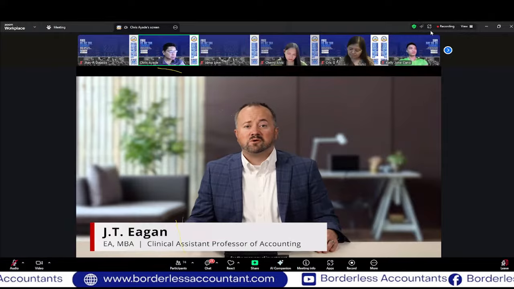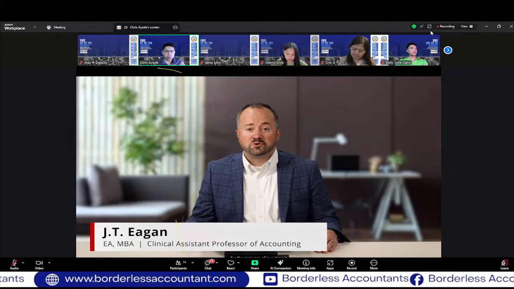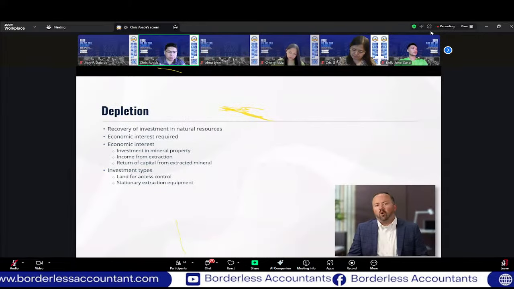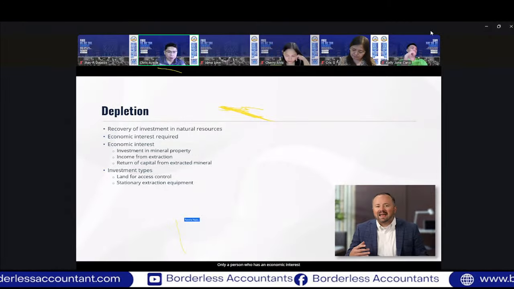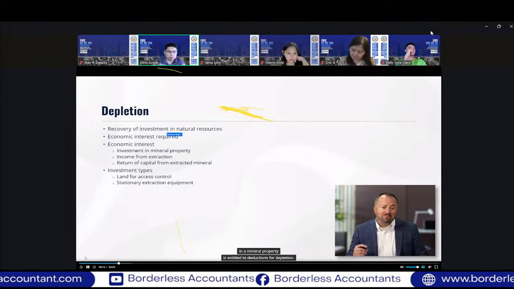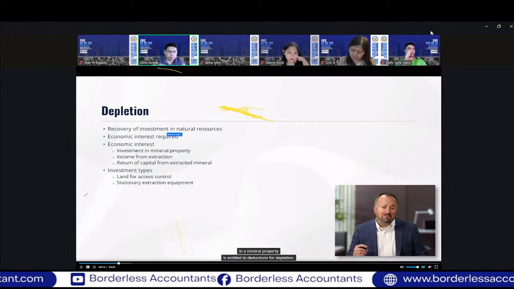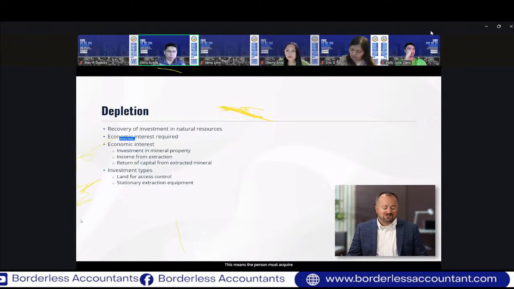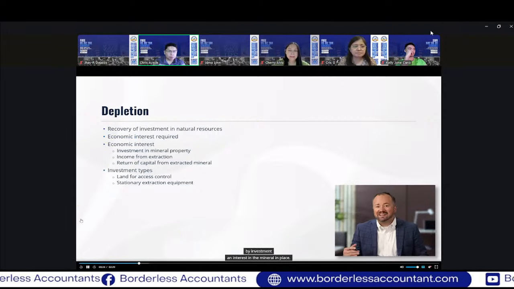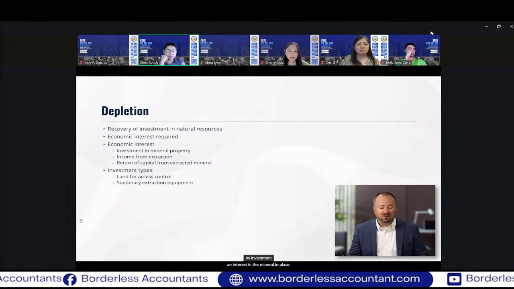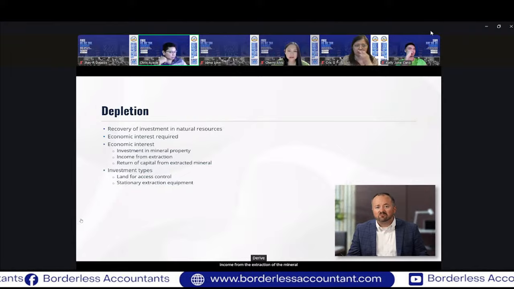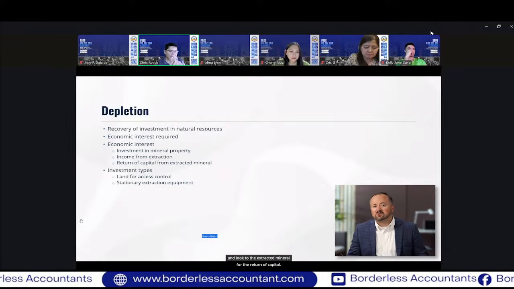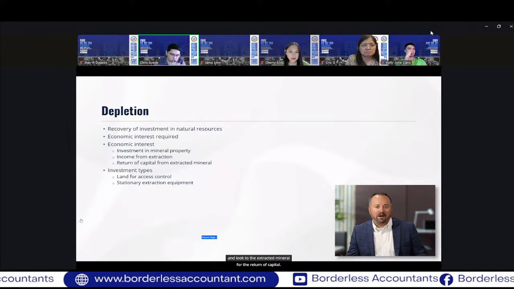Depletion accounts for the recovery of investment in natural resources property. Let's go over the concepts together. Only a person who has an economic interest in a mineral property is entitled to deductions for depletion. This means the person must acquire by investment an interest in the mineral in place, derive income from the extraction of the mineral, and look to the extracted mineral for the return of capital.